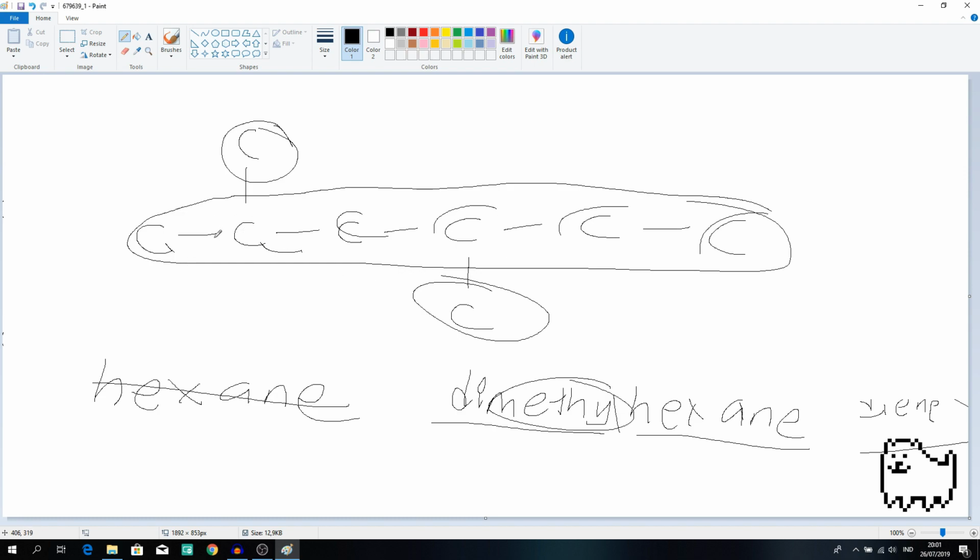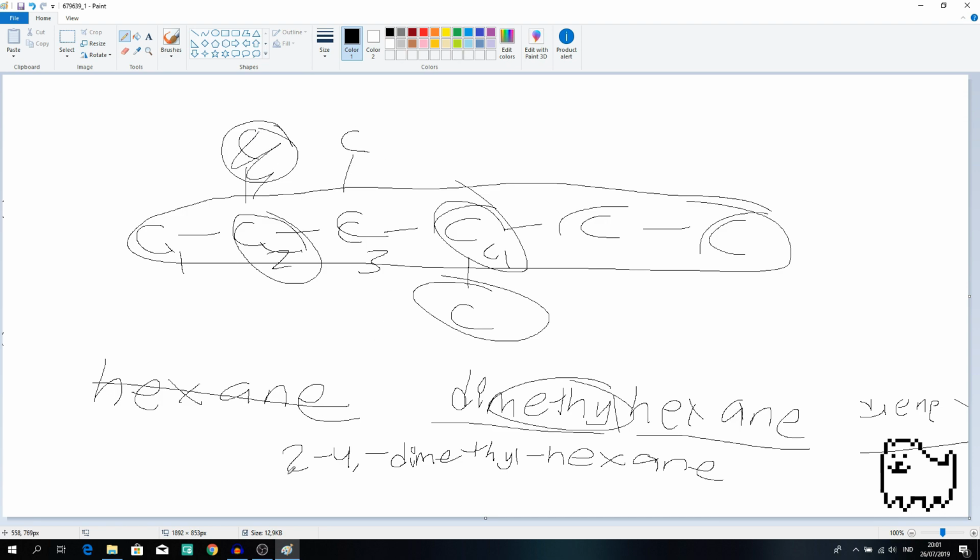Right. And again, numbering system. So I think we can go left to right. So it's in the second carbon and the 4th carbon. Yeah. So it's 2,4-dimethylhexane. So if this carbon were here instead, that would have been 3,4-dimethylhexane, and so on and so forth.